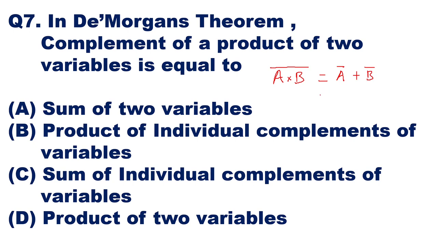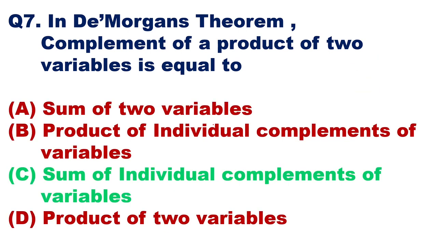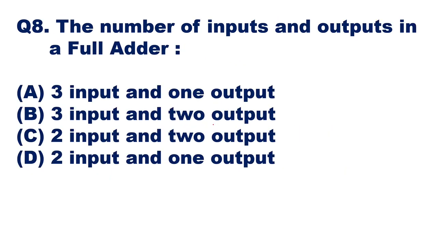Okay. So here, if this is the answer, then out of these four options, we can see the option A is sum of two variables. So it is not sum of two variables. Option B is product of individual complements. Option C is sum of individual complements. So it is the sum of individual complements. So option C is the right answer here. So in De Morgan's theorem, complement of product of two variables is equal to sum of individual complements of variables. So here you can see option C is the right answer, sum of individual complements of variables. Then we'll go to the next question.